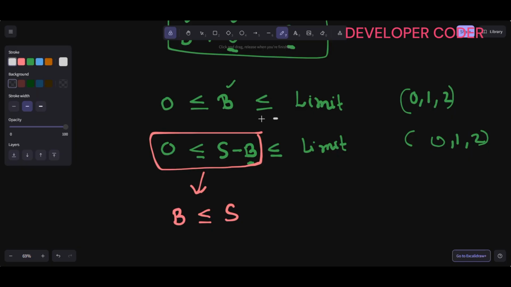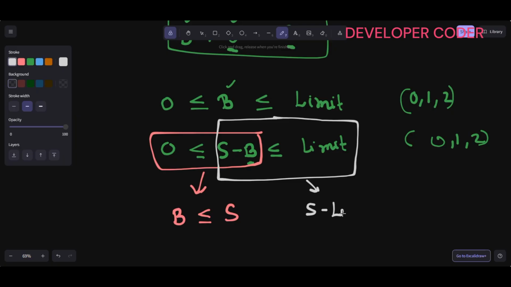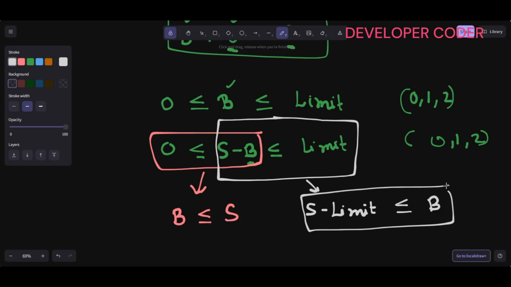Same way, now check this part. Can I write this part like this? B goes here, and limit comes here. So S minus limit, and B goes here, so it is going to become positive, and I can write it like this: S minus limit should be less than or equal to this B value. Now check these two things. From here I'm deriving these two.